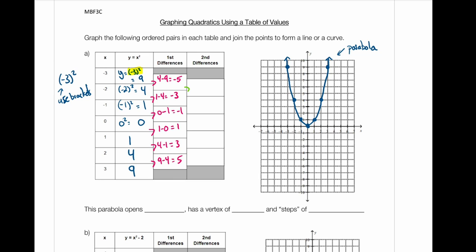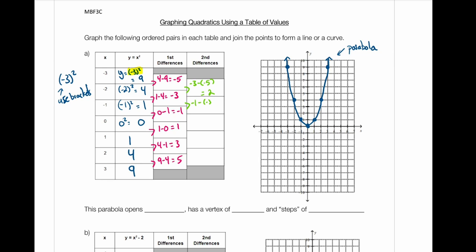If we go on to our second differences, we do the same idea, but we're looking at this next column. So -3, what's the change from -5 to -3, or -3 minus -5? Oh, sorry, I had it right the first time. My mistake. -3 minus -5, it's a change of 2.